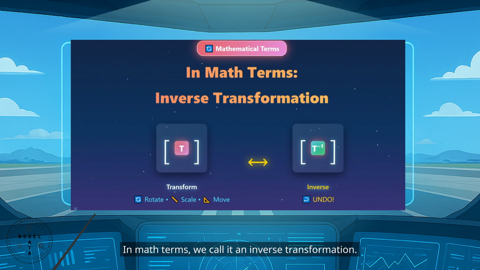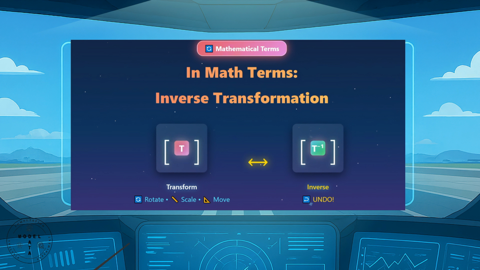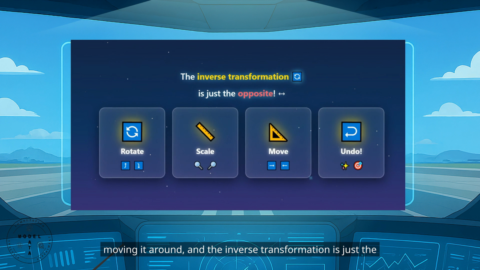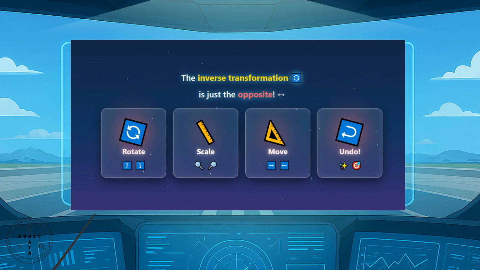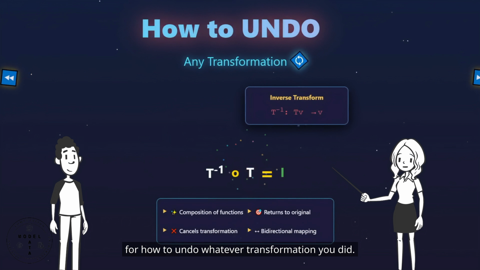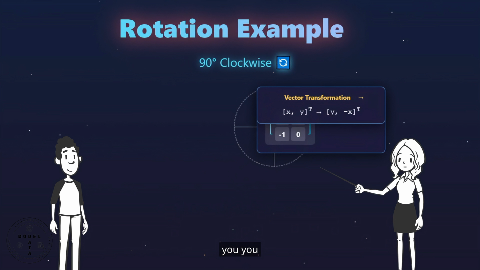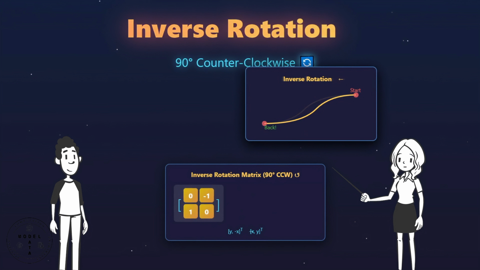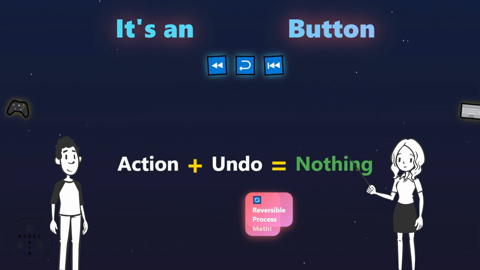In math terms, we call it an inverse transformation. So like, a transformation is any action: rotating something, making it bigger, moving it around, and the inverse transformation is just the opposite. The thing that brings you back to start. Right, so the inverse matrix is basically the instruction manual for how to undo whatever transformation you did. If one matrix tells you to rotate a graphic 90 degrees clockwise, its inverse tells you to rotate it 90 degrees counterclockwise. It's an undo button.